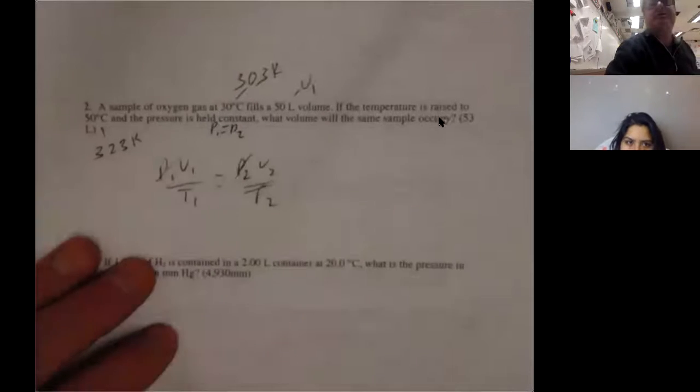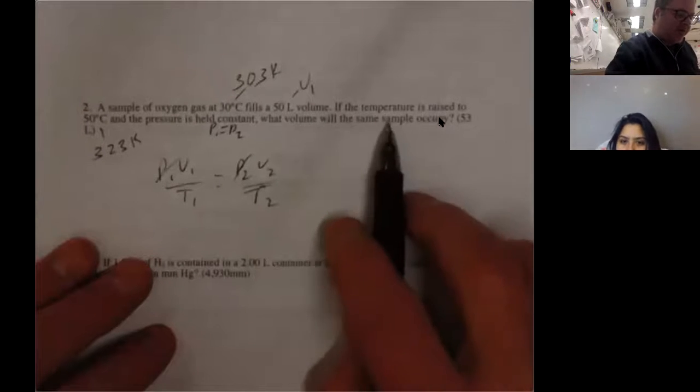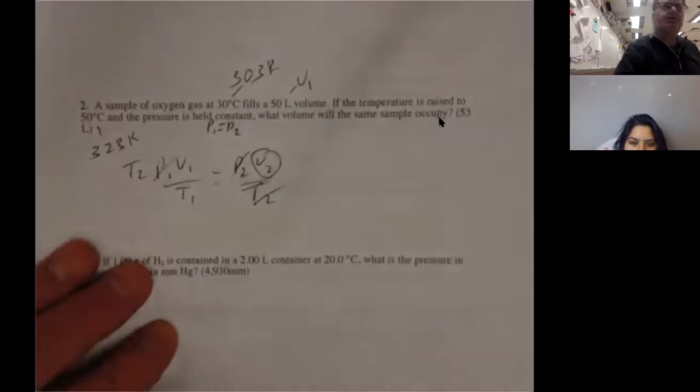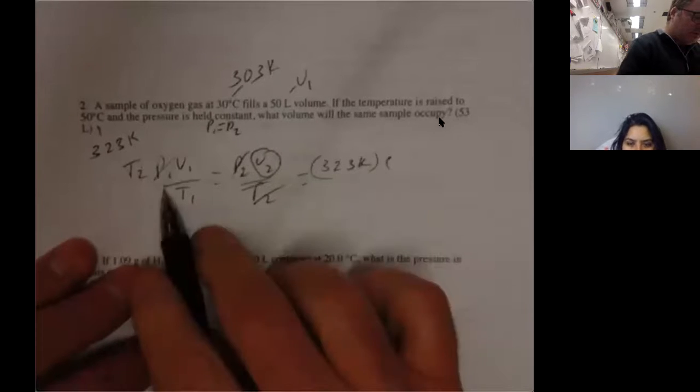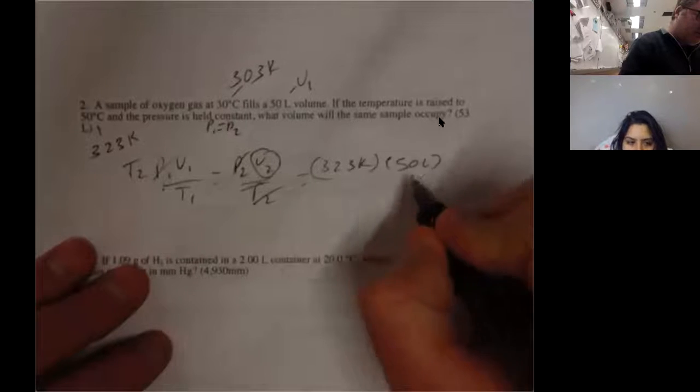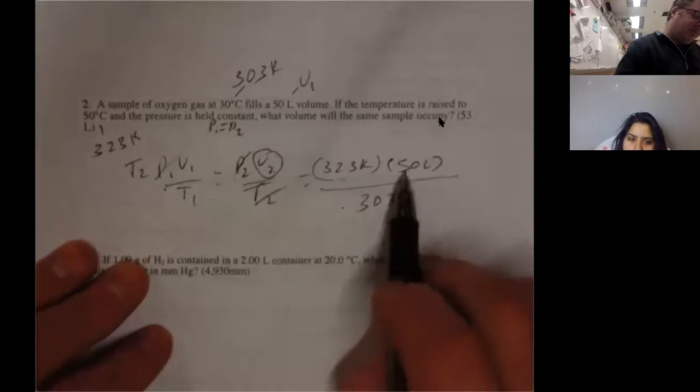So we have P1 V1 over T1 equals P2 V2 over T2. We don't need to worry about pressure because pressure is constant. So V1 over T1 equals V2 over T2. It says what volume will the same sample occupy as the temperature is raised, so we need to solve for volume. We multiply both sides by T2, which cancels out there. T2, as we said, is 323 Kelvin. V1 is 50 liters. T1 is 303 Kelvin. 323 times 50 divided by 303 is about 53.3. So the temperature went up, which means the volume should also increase, and it increased by 3 liters.